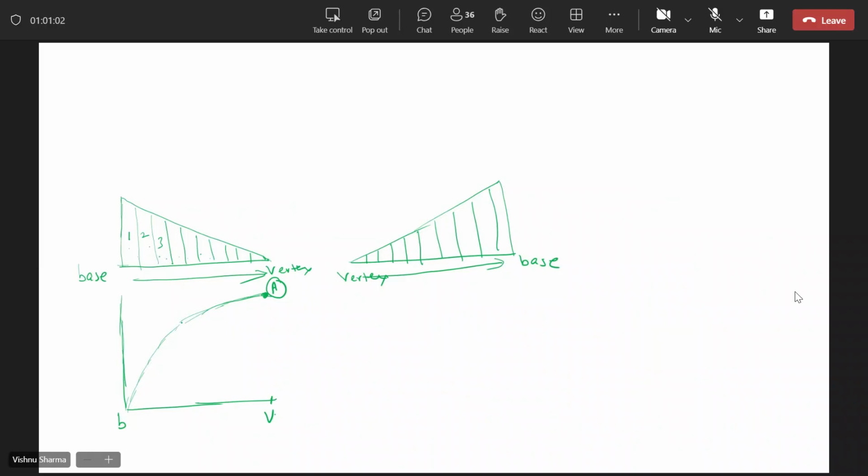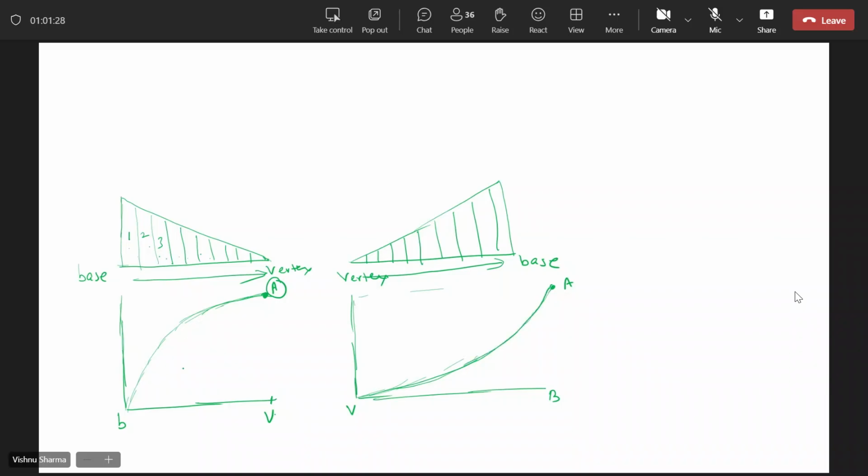This will be the shape of the curve when you're doing from base to vertex. If you're doing from vertex to base, the total area is A here. Initially, the rate is lesser, like this. It is lesser and then it rises as I reach A. It will be somewhat like this.